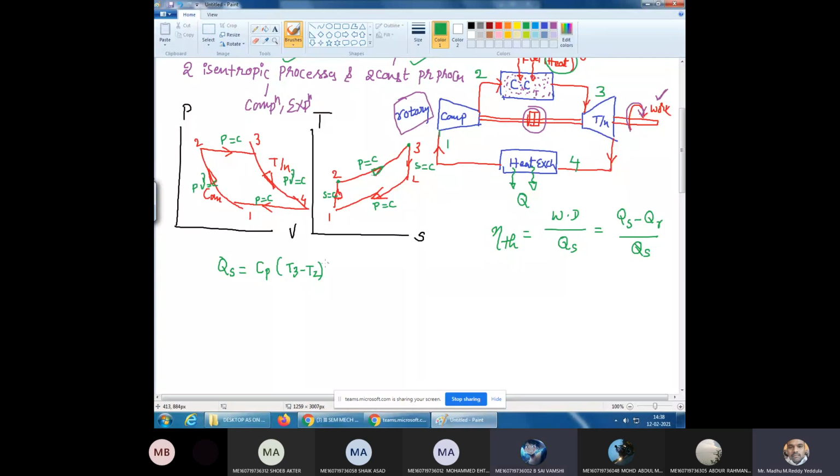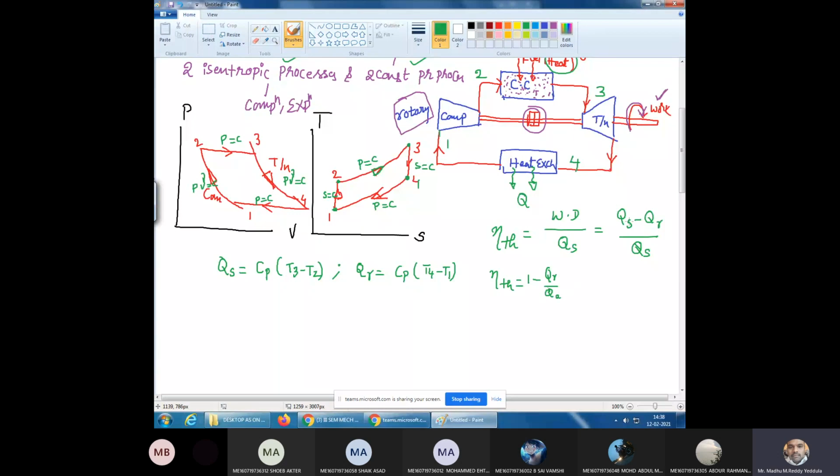Yes, sir. Right. Now heat rejection is taking place in the heat exchanger. So this temperature is greater than this temperature. Therefore, heat rejected is Cp into T4, which is the entry, minus T1, which is the exit. Now we'll substitute this in the thermal efficiency. Therefore, thermal efficiency is equal to 1 minus Q rejection by Q addition.